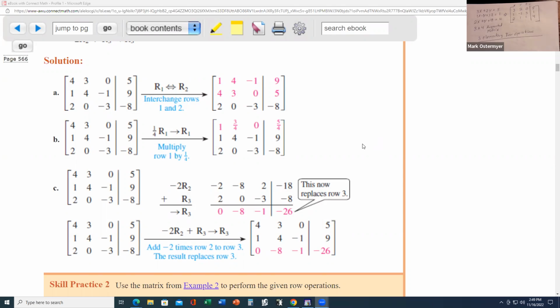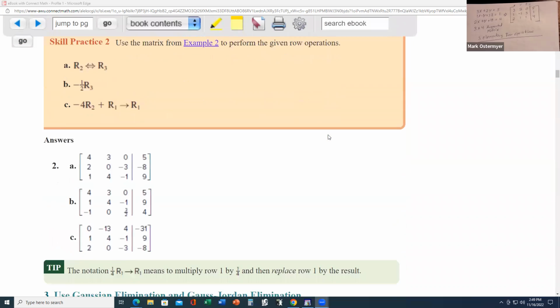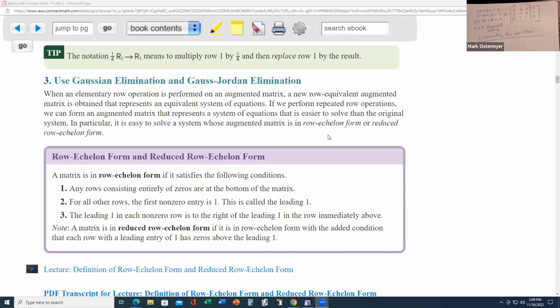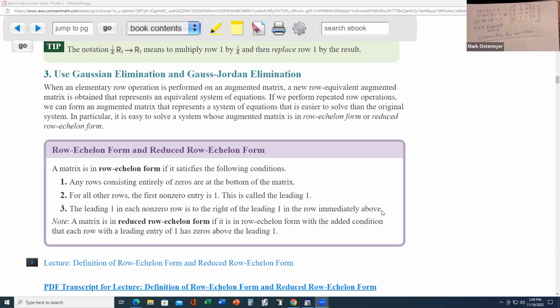Okay, now, ladies and gentlemen, I need to go over something very important in the purple box on page 566 in your textbook. This purple box is entitled Row Echelon Form and Reduced Row Echelon Form. All right, these are special forms for a matrix that we're ultimately going to be aiming towards in solving these systems using matrices.